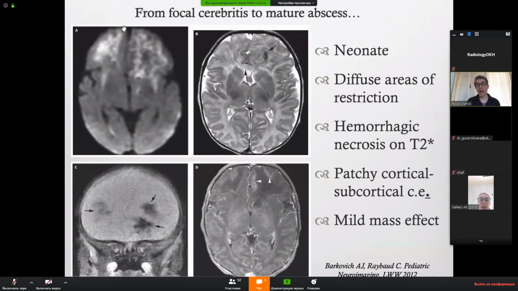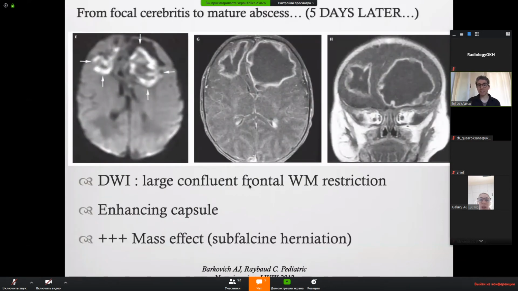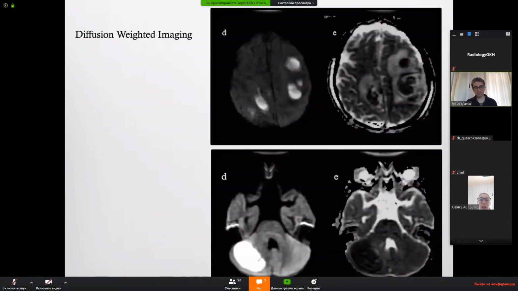And then, just 5 days later, I told you before that normally an abscess will need 10 days. Diffusion restriction is more prominent, there is a big capsule, but you see they are incomplete here. This is more or less complete, but there are still areas of incomplete enhancement and a massive midline shift. Why is this important? Because this is a surgical emergency. You need to recognize a pyogenic abscess in a neonate as soon as possible.